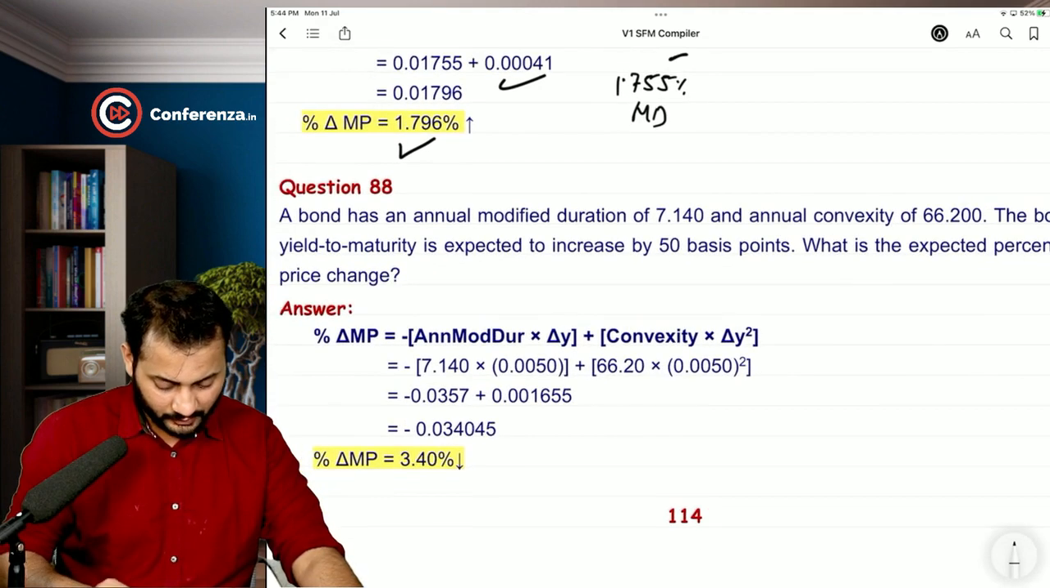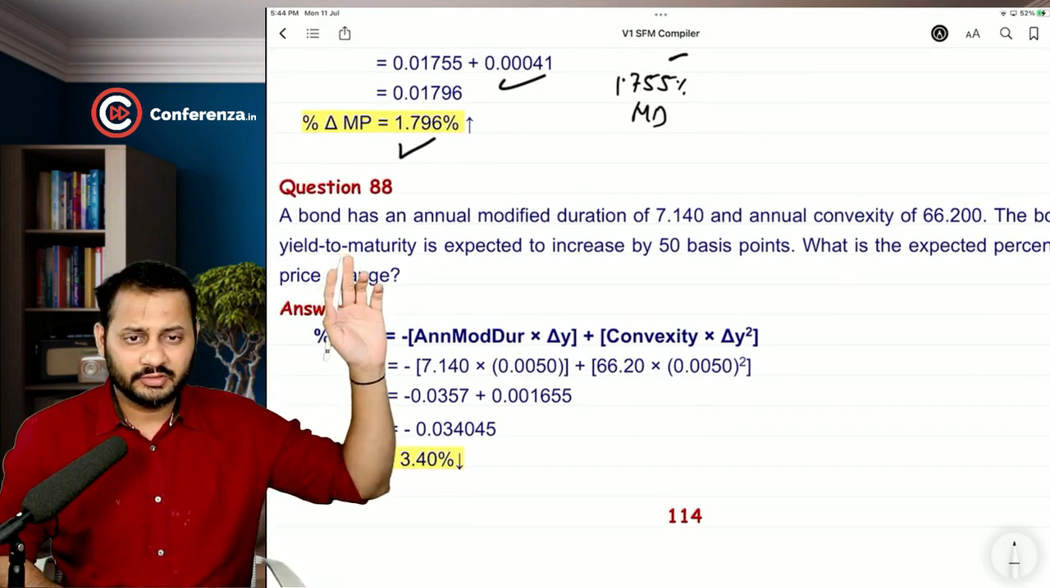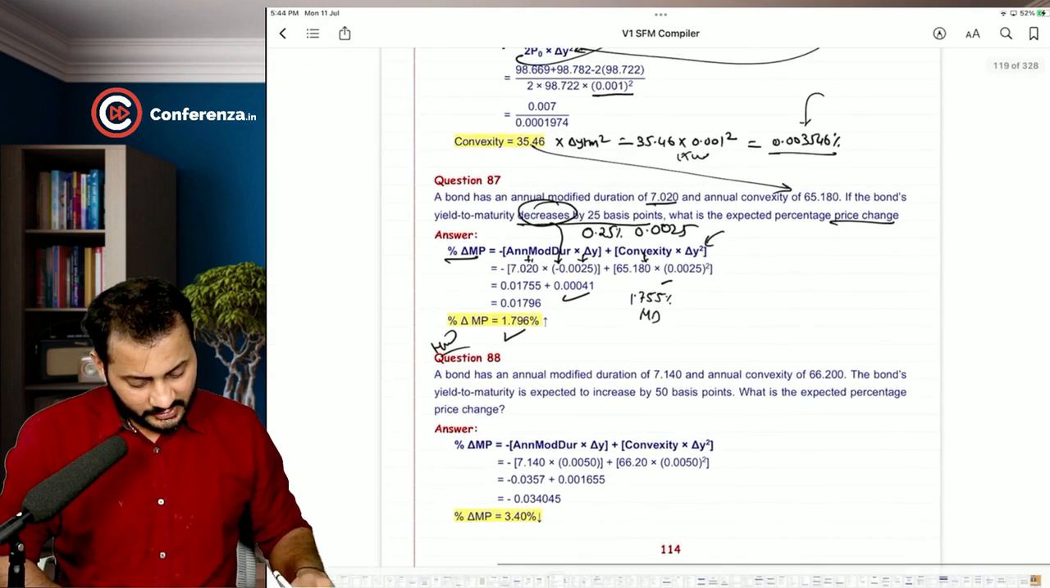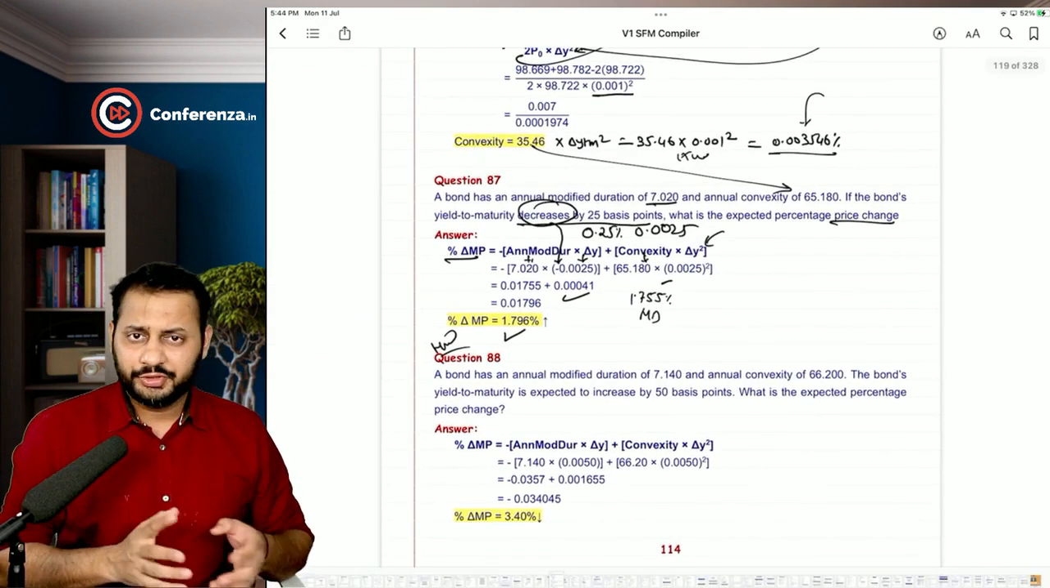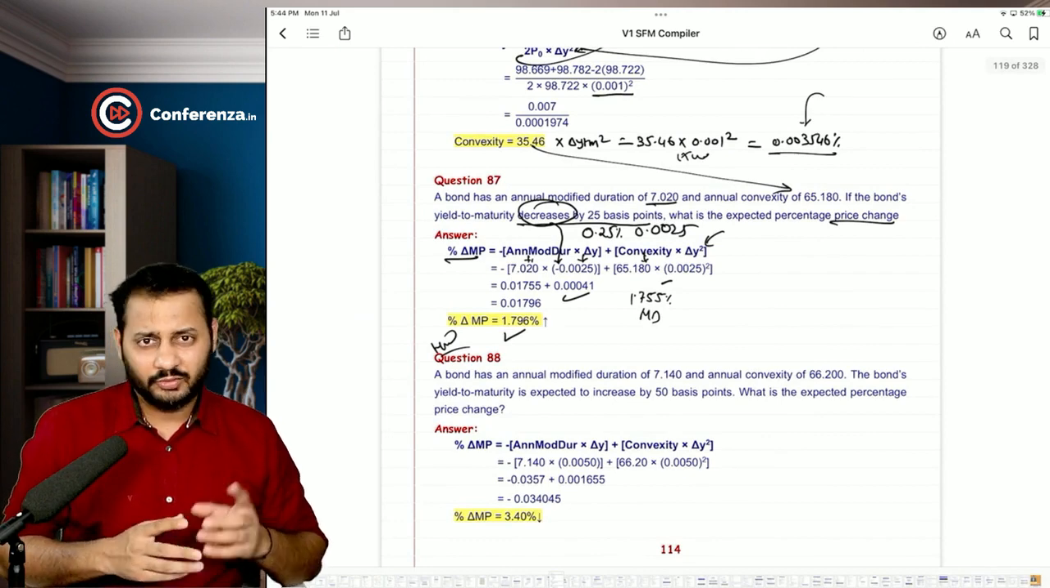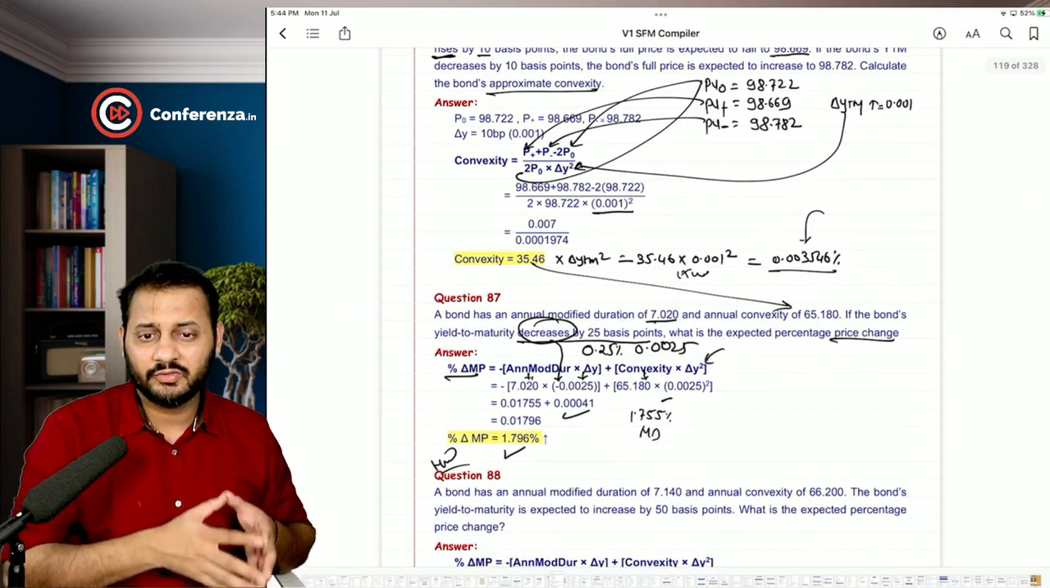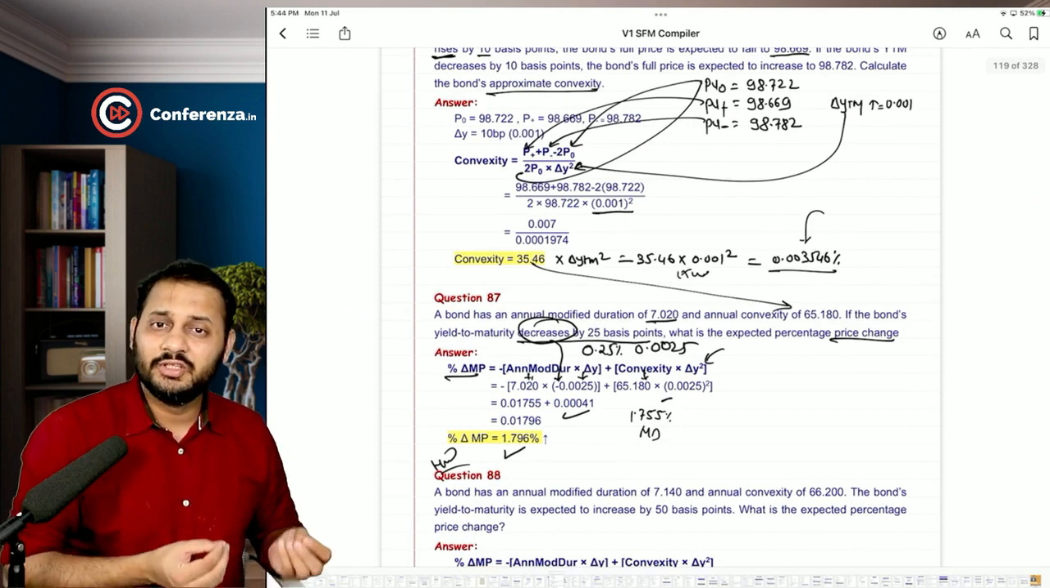Another part, have a look. A bond has an annual modified duration of, this is homework. Same thing. See, the only question of convexity that was asked in exam was the previous one that we took. All these three questions are taken from some other books. That's why you will find it directly given. But this is only for the practice.